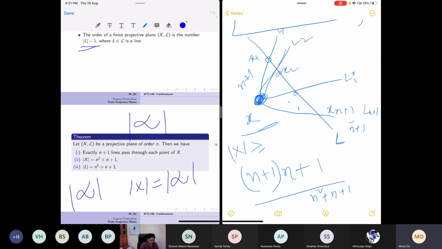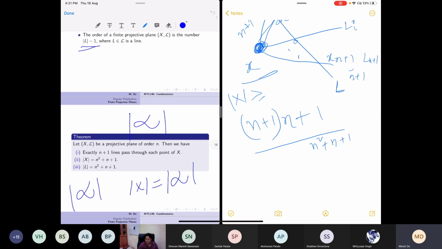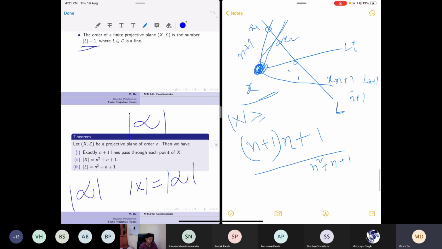Now you need to show that X cannot be more than this. Then you are done. You have shown that the cardinality of X is at least n square plus n plus 1. You need to show that for all the points in your system, there is no point left out of this counting. If you can do that, then basically you are done. Can you prove that there is no point left out? It is similar to the proof we did last time, along the same lines.